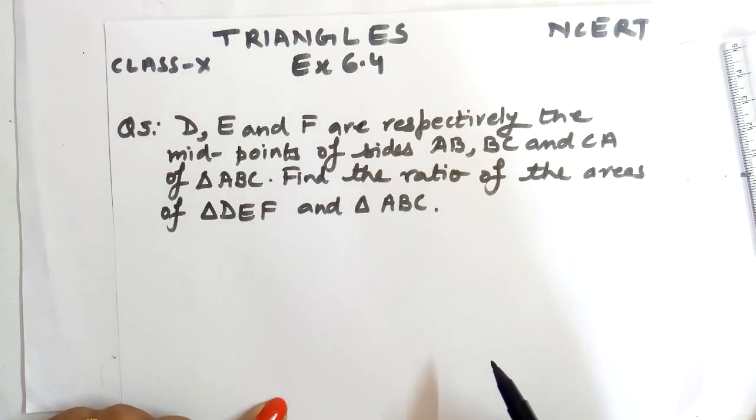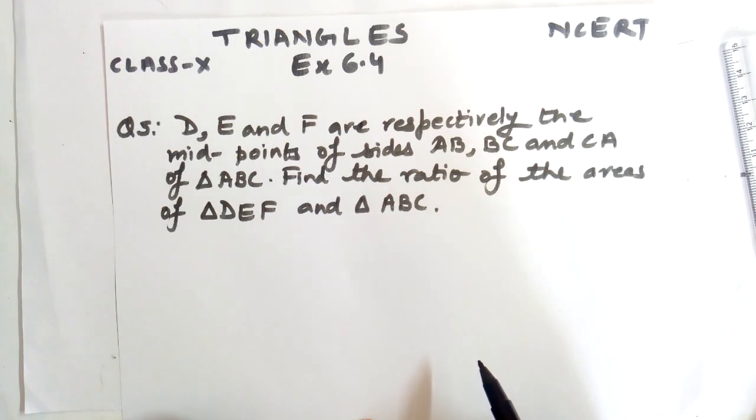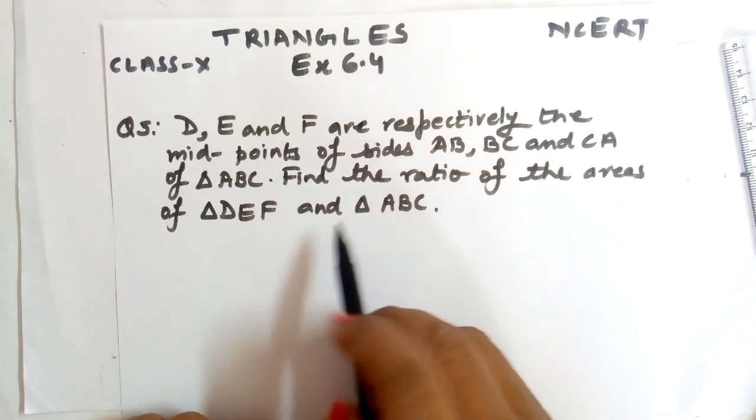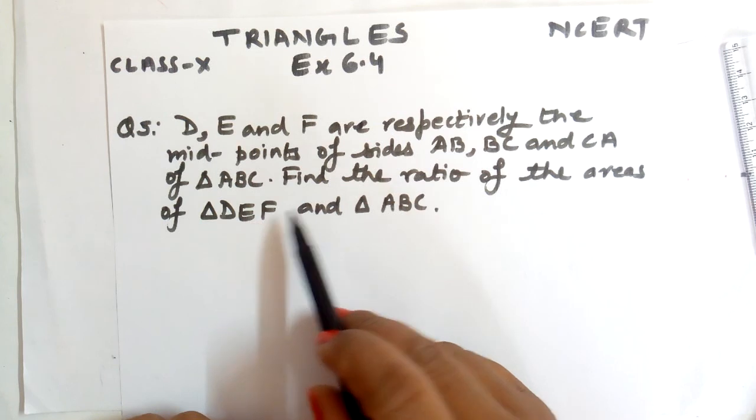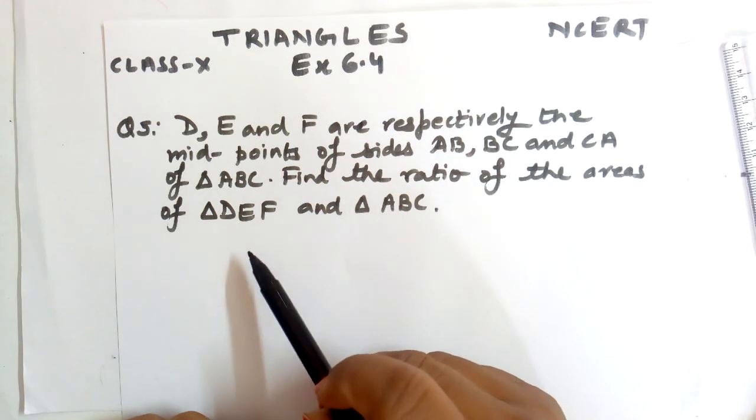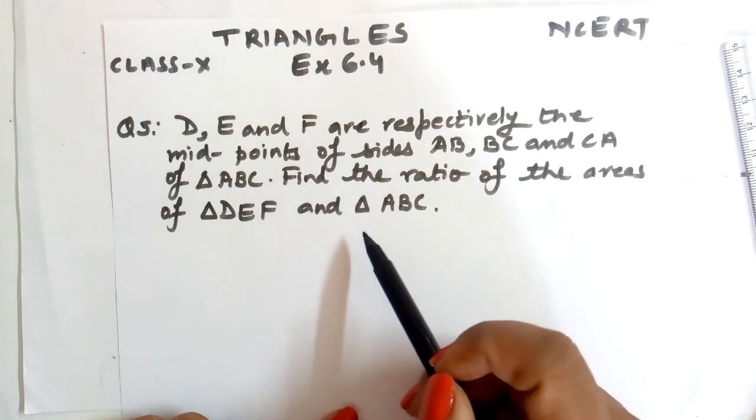Hello students, question number 5 of exercise 6.4, chapter Triangles of class 10. D, E, F are respectively the midpoints of the sides AB, BC and CA of triangle ABC. Find the ratio of areas of triangle DEF and triangle ABC.